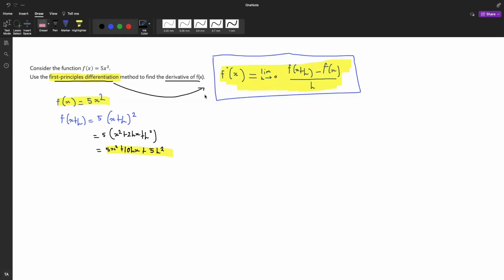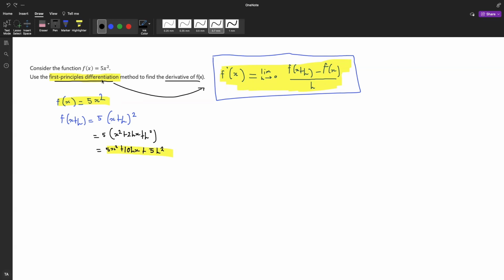So here we're using the first principles differentiation method to find the derivative of f(x). Now this is one of the foundational concepts of calculus. When you're first learning calculus in years 10 or 11, the first principles differentiation method, the formula of which is here, is one of the first things you learn about calculus and differentiation. So it's a very important concept, and we're going to explain it and go through using this example.